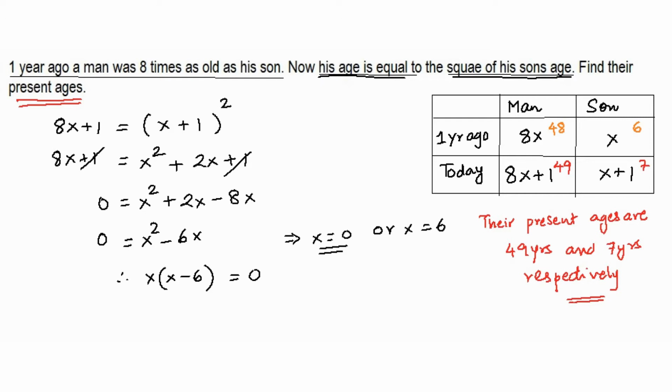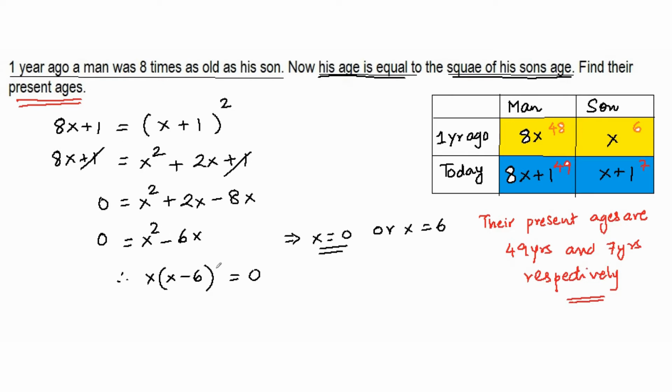Again, let us quickly take a recap of how we created the table. We first saw that 1 year ago the man was 8 times as old as his son. So I took the son's age as x. So the father was 8 times the son's age, that is, the father was 8x. Now 1 year later, that is today, so 1 year ago the age was 8x, so today the age would be 8x plus 1 and x plus 1. And then the condition was, right now the father's age is the square of the son's age. So 8x plus 1 was x plus 1 the whole square.